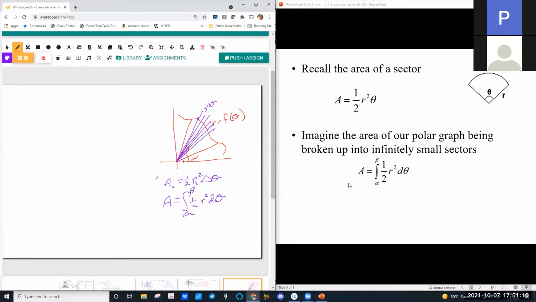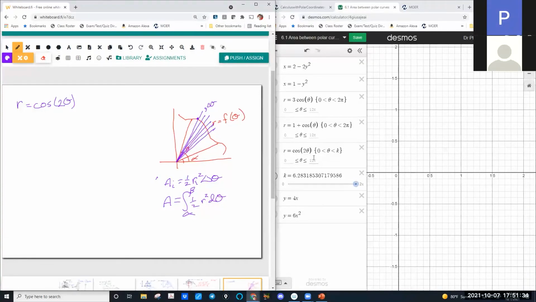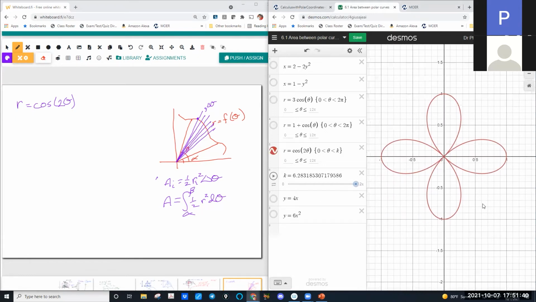You're not going to have to do polar curves with slicing. We have the formula now. All we need to know is how to use the formula. So let's do a couple of examples where we have to use the formula. For instance, let's find the area of a four-leaf rose, r equals cosine of 2 theta. This is something where you can leverage things like Desmos to figure out your limits. So there's our four-leaf rose.